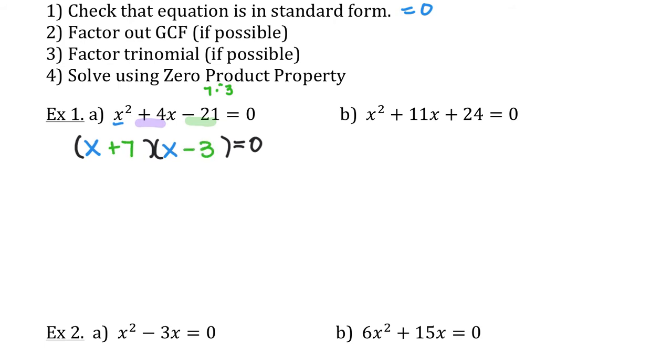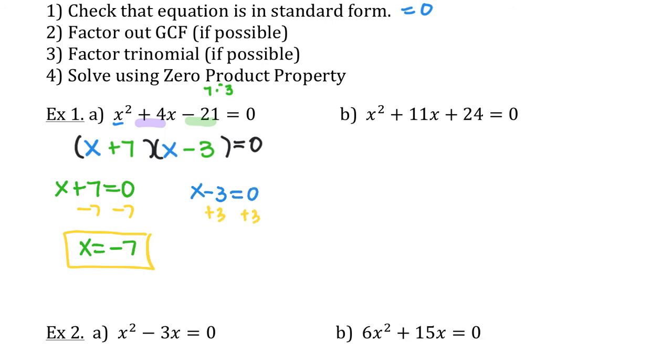Now that I factored it, I'm going to solve using the zero product property, which tells me that either this equals 0 or this equals 0. So if x plus 7 equals 0, I get x equals negative 7 as my first possible answer. And then if I check the next factor and solve it, okay, now I get x equals 3 as my second answer. Because this is degree 2 for the polynomial, I normally get 2 answers.